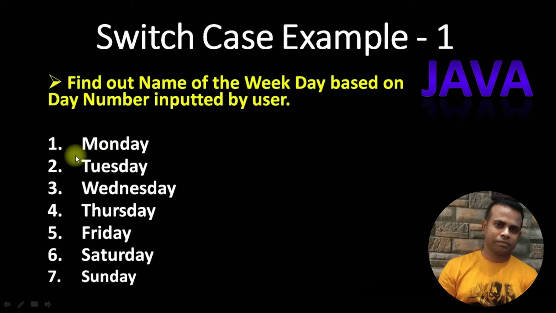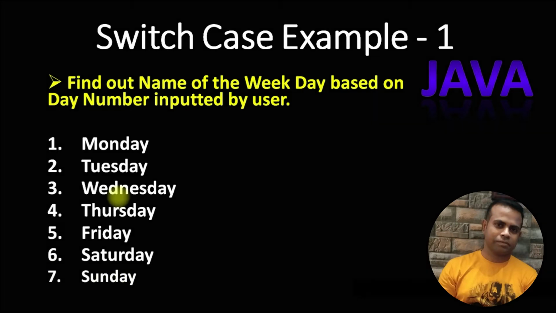So let's say the user inputs 1, so the system will say this is Monday. The system will give, for inputted value 5, it's a Friday. If the user inputs 7, then the system will say this is Sunday. Now how can we do this? So there are two ways. One, we can use an if else statement, another is switch case.